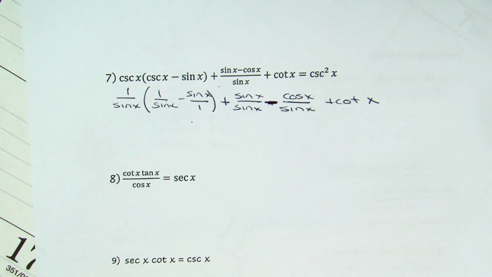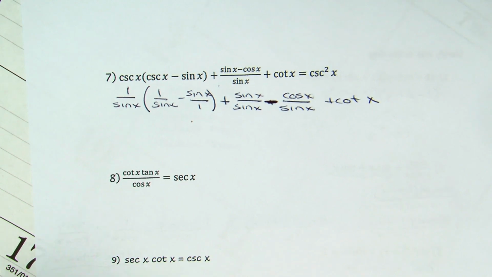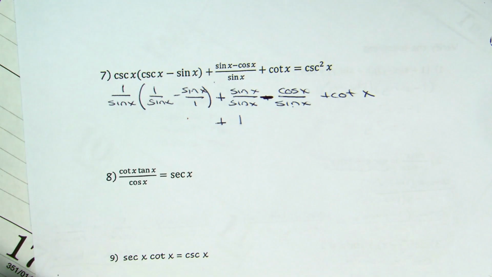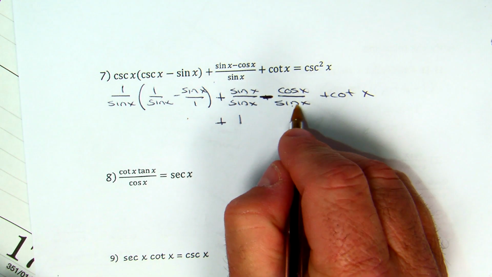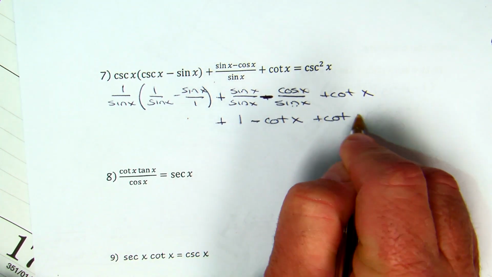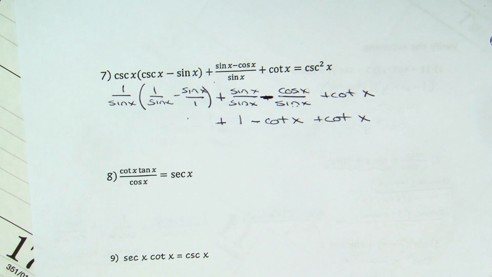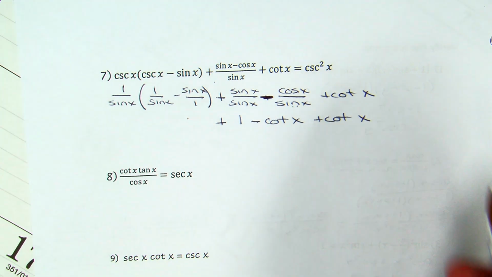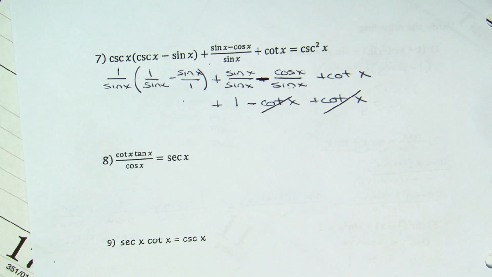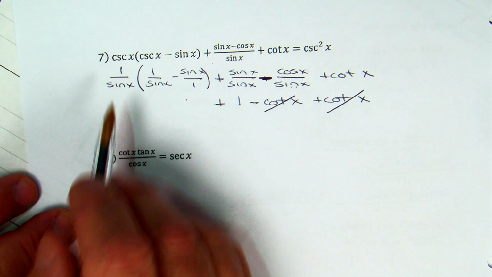In other words, write everything in terms of what? Sine and cosine. Alright? Sine over sine is what? 1. Make sense? Cosine over sine is cotangent. What is that going to enable me to do with the negative cotangent x and the plus cotangent x? Cancel out. Good so far? Now I'm going to go to work on this.